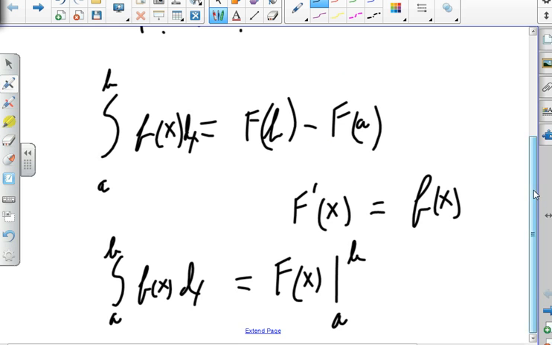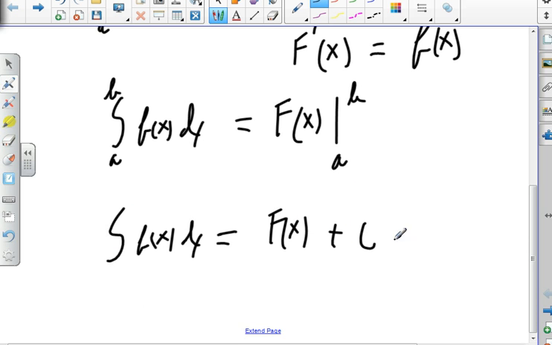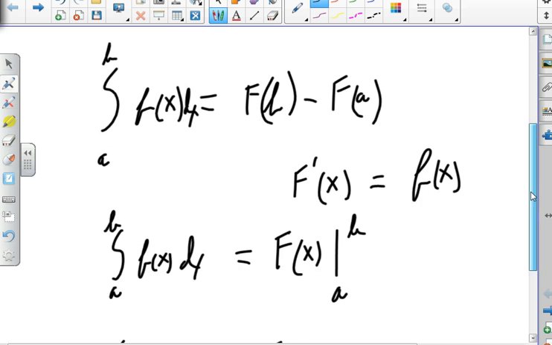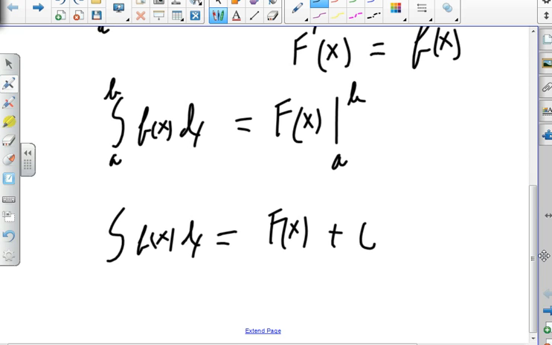Now, if I take a regular integral, I go integral f of x dx, I end up with F of x plus some constant of integration. Well, when I'm doing a definite integral, I have plus the constant of integration minus the constant of integration, which is subtracted away, and that's why it doesn't show up. Okay, enough of that. And I guess we're ready for problems.